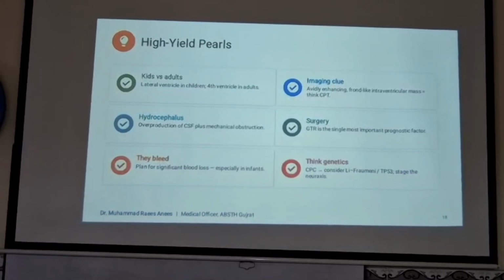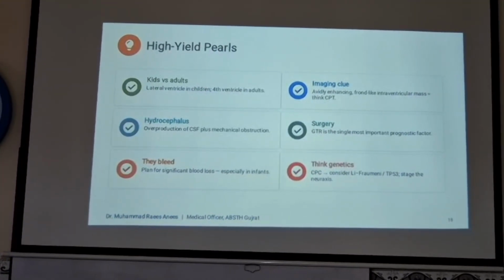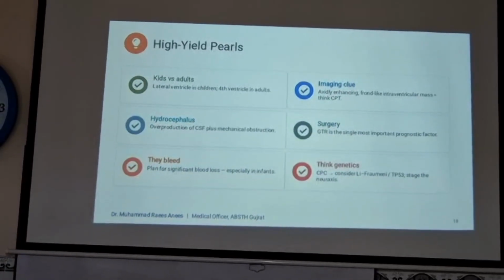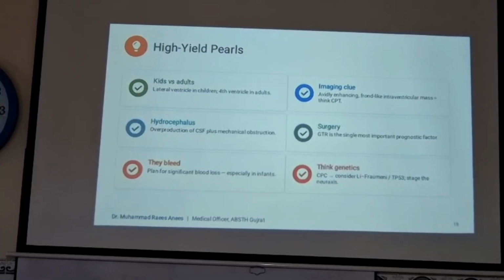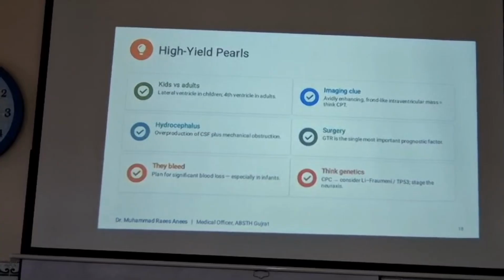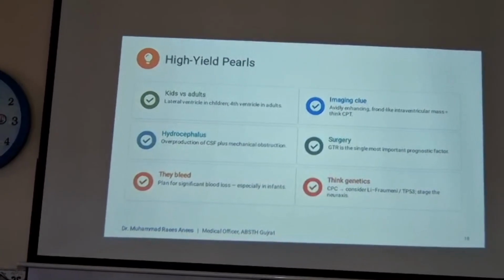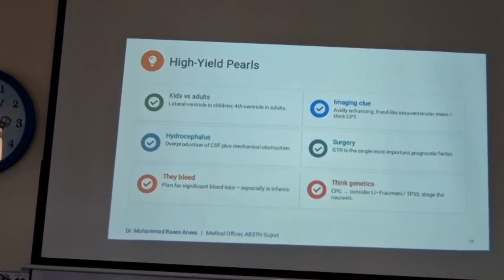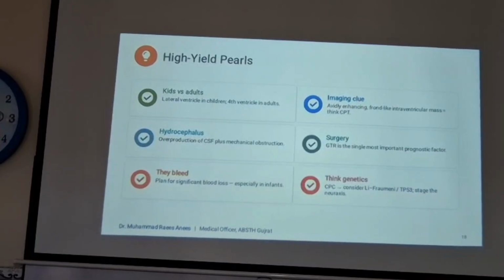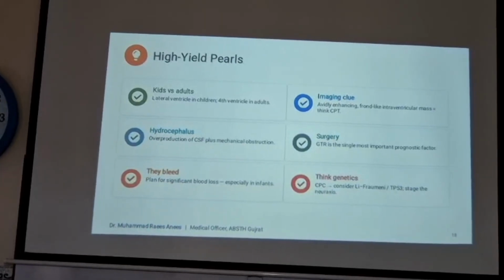Kids versus adults: we know the most common location in children is the lateral ventricles, and the fourth ventricle in adults. Then overproduction of CSF plus mechanical obstruction causes hydrocephalus, so patients come with the signs and symptoms of hydrocephalus. Then plan for significant blood loss, especially in infants, because these are very highly vascular tumors, so they bleed heavily. Then the imaging clue: it is enhancing on the MRI, and cauliflower-like.